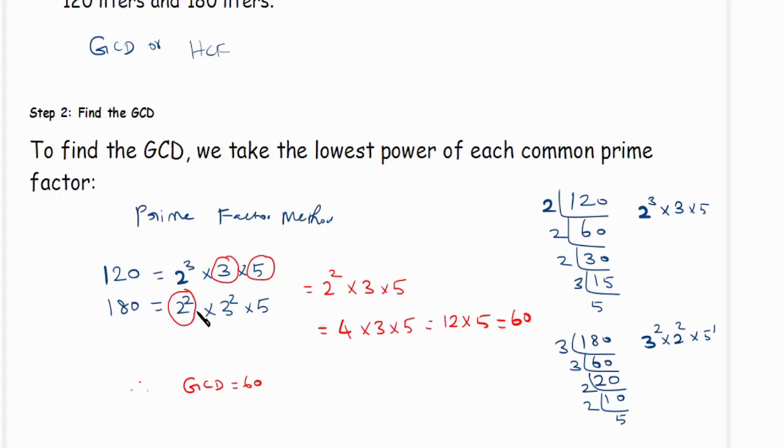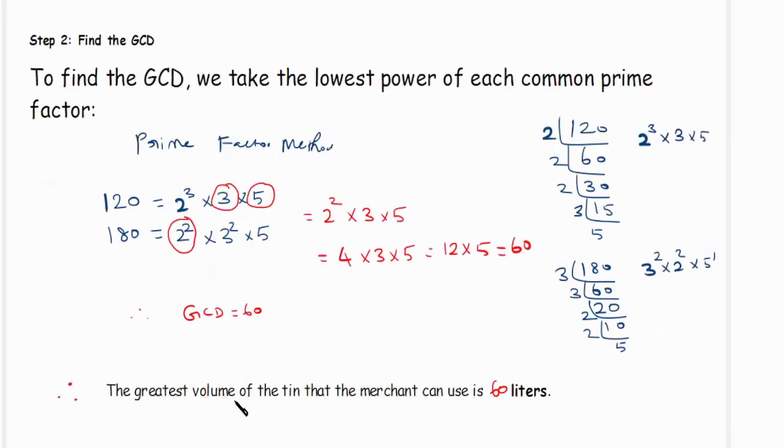In the prime factorization method, we have to take the lowest power of each common prime number. So here the prime numbers are 2 power 3 and 2 power 2. So this is the lowest one. And 3 power 1 and 3 power 2, so this is the lowest one. 5 power 1 and 5 power 1 are equal. So we can take 2 power 2 into 3 into 5. So 2 power 2 is 4, 3 power 1 is 3, 5 power 1 is 5. So 4 into 3 is 12, into 5 is 60. So the GCD is 60. So the greatest volume of the tin that the merchant can use is 60 liters.